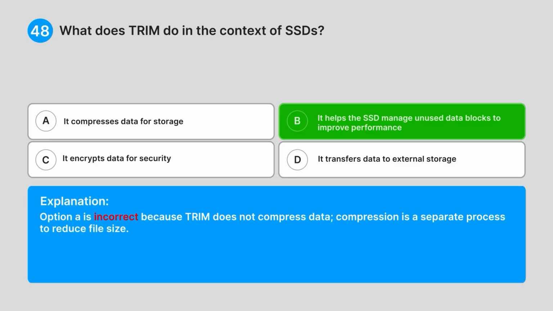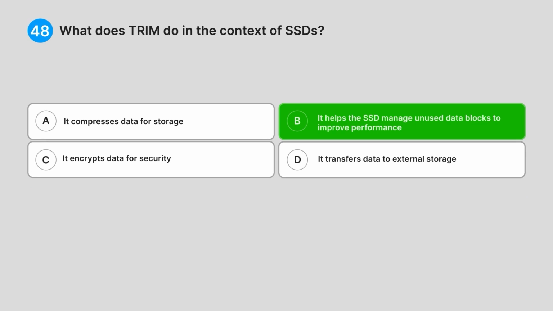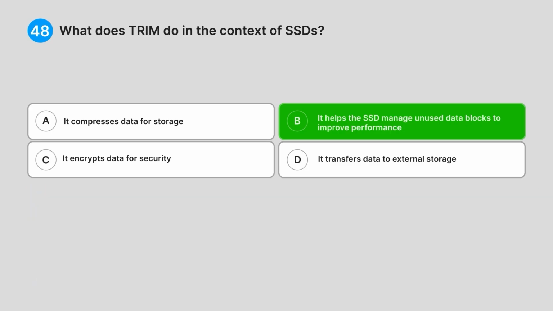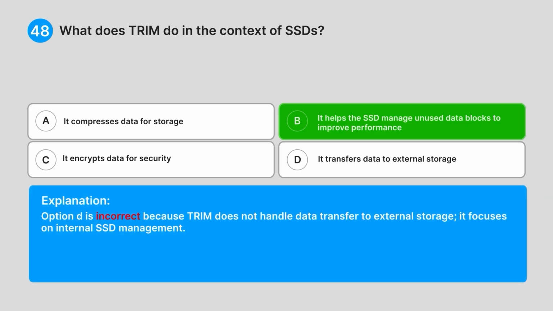Option A is incorrect because trim does not compress data. Compression is a separate process to reduce file size. Option C is incorrect because trim is unrelated to encryption, which is a security measure to protect data confidentiality. Option D is incorrect because trim does not handle data transfer to external storage. It focuses on internal SSD management.